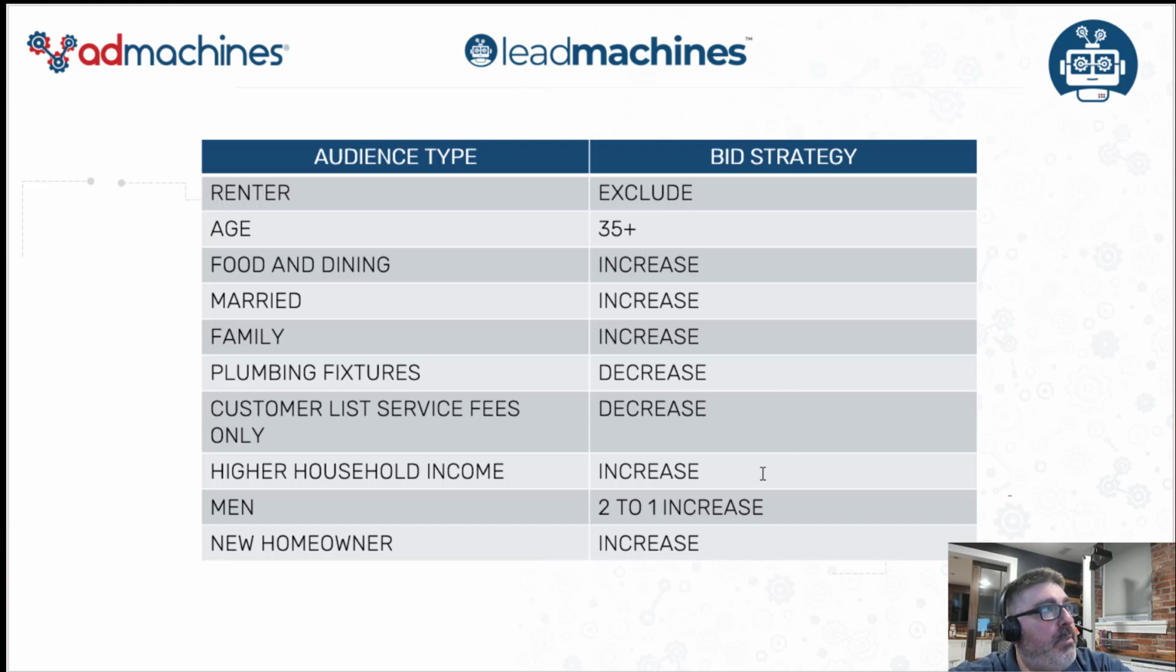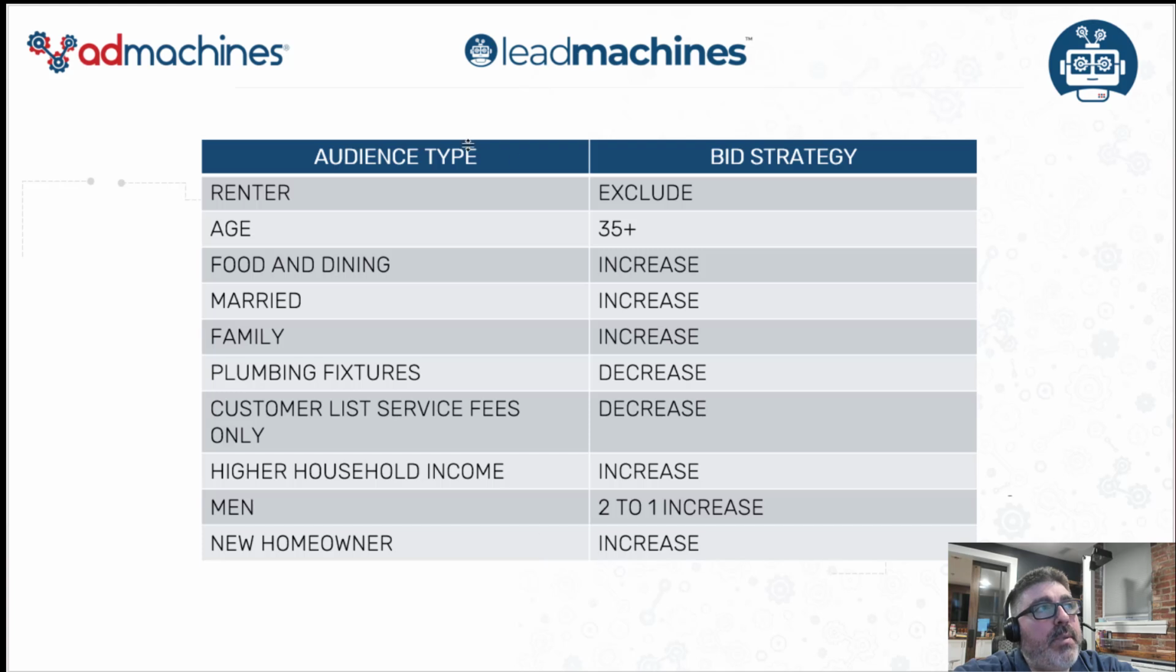We definitely want to target people with a higher household income. Men, believe it or not, interact with your ads and convert 2 to 1 compared to women. You would think that the women are calling on this campaign, but 2 to 1, men actually convert higher than women, and both search the same amount. So both have the same amount of clicks, but conversions, men 2 to 1 on loss leaders. New homeowners, we're going to increase the amount that we spend there.